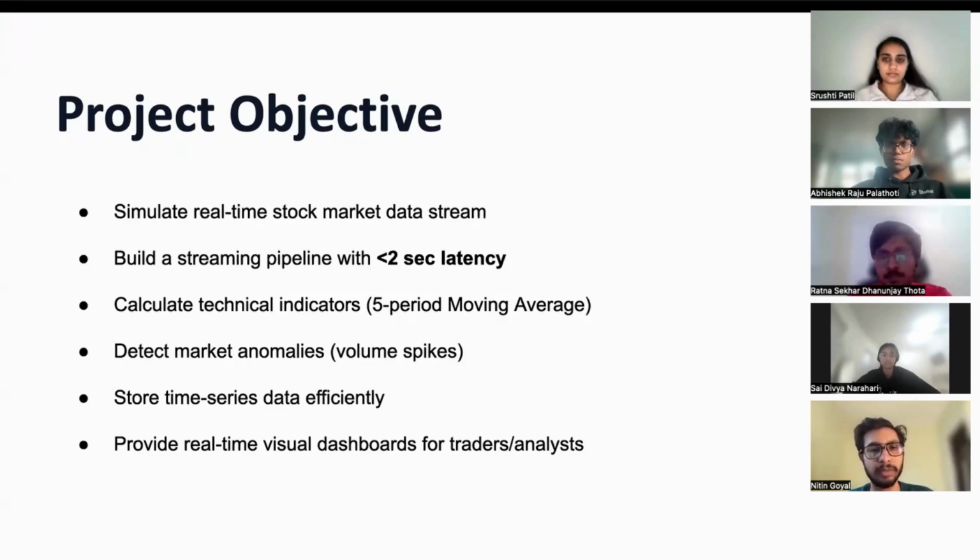Fourth, detect volume spikes exceeding 10 million shares that indicate unusual market activity. Fifth, store time series data efficiently for both real time monitoring and historical analysis. And finally, provide live dashboards with auto refreshing panels for traders and analysts. These objectives mirror production systems at major financial institutions. Now, Abhishek will explain the system architecture of the project.